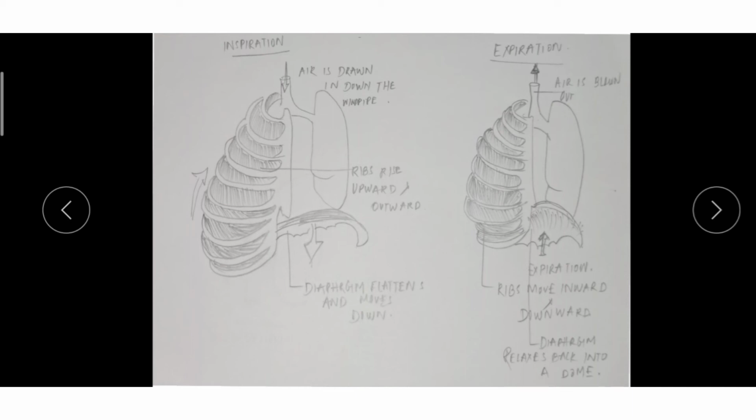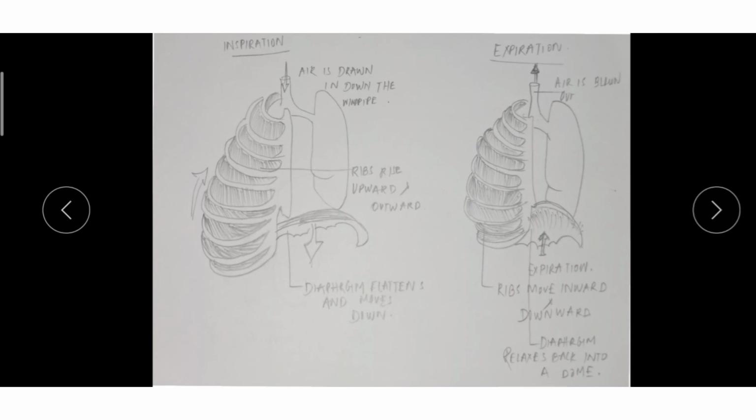Expiration. It is a process by which the foul air, which is carbon dioxide, is expelled out from the lungs. Expiration is a passive process which occurs as follows. Here this is the diagram of the expiration process. Here the diaphragm relaxes, becoming convex, decreasing the volume of the thoracic cavity. Here you can see clearly the difference between expiration and inspiration.